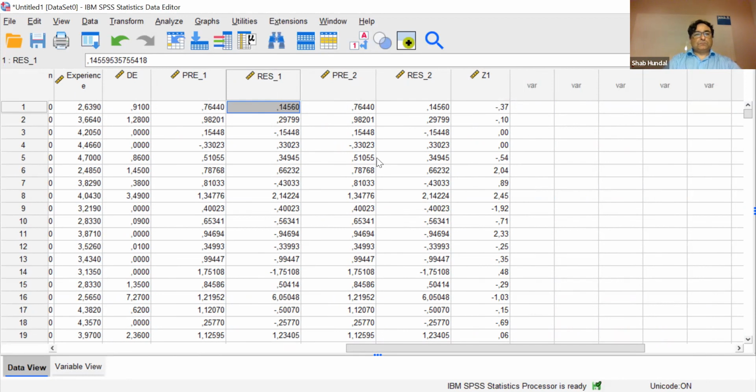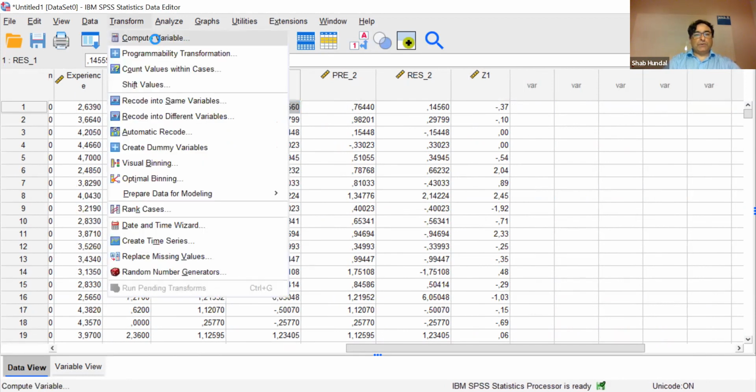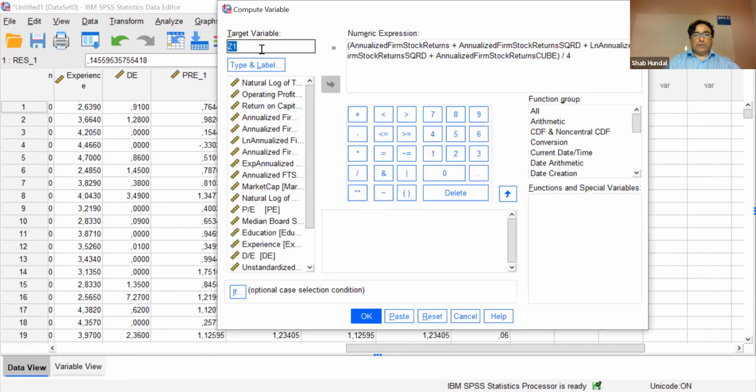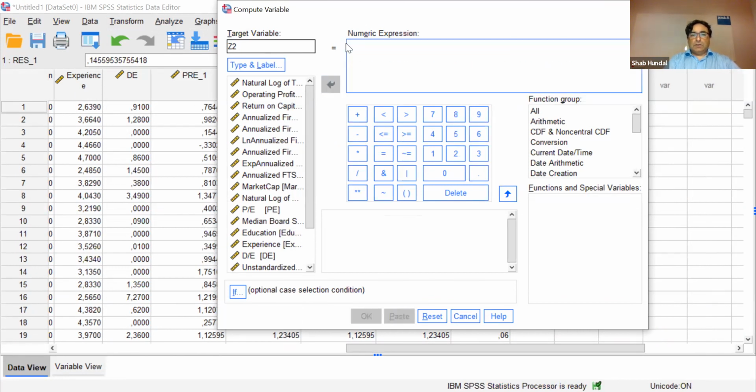Same way, we can have Z2. So if you compute variable, and we can call it Z2, and then once again, we can calculate. Bracket is a good idea because then you have less chance of making mistakes. The first one is natural log of market cap.